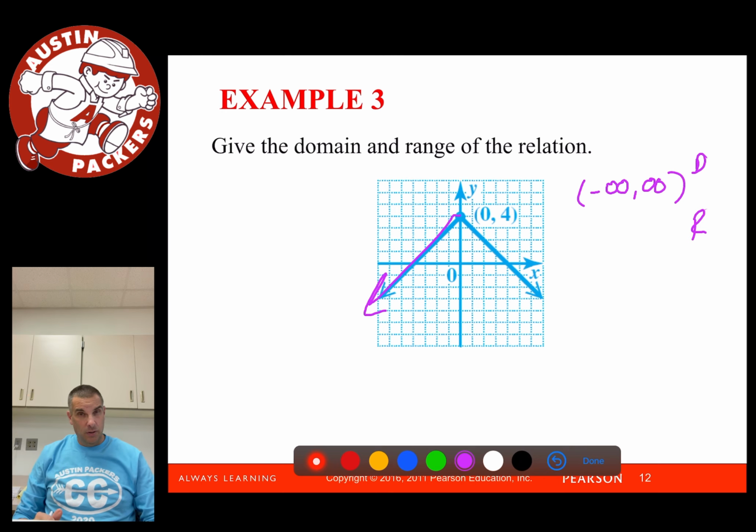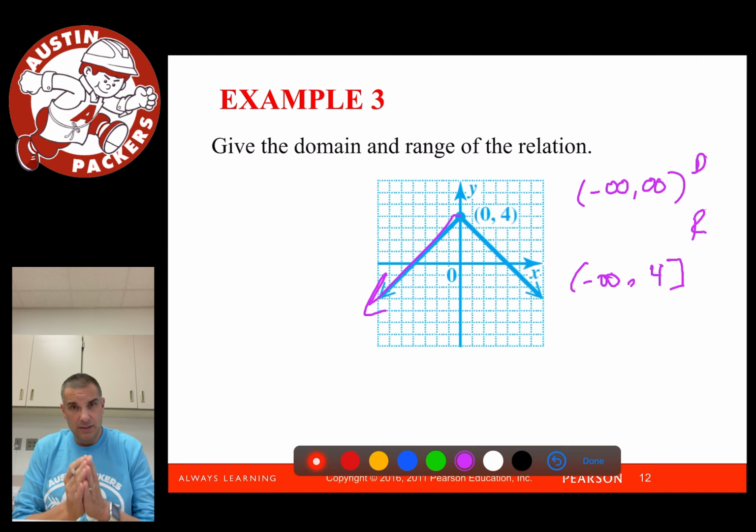And you always go from the lowest it goes to the highest it goes. So if we look at this graph, it's going down forever and ever and ever. So the lowest for our range that this is going to go is negative infinity. But it comes up and it stops. And it stops at a height of 4. So that's where our range stops, is at that height of 4.